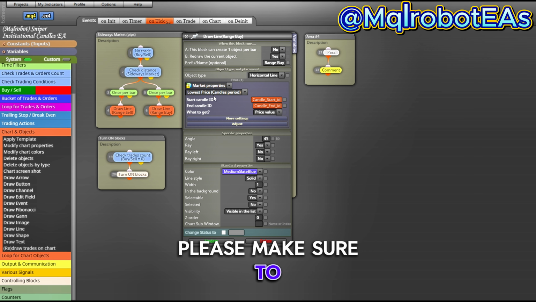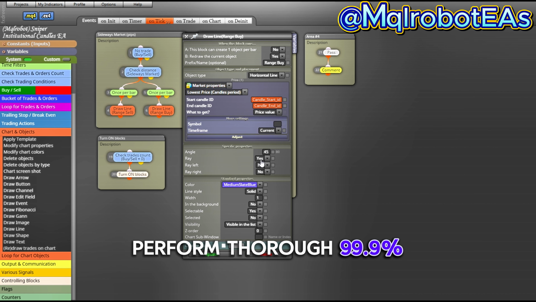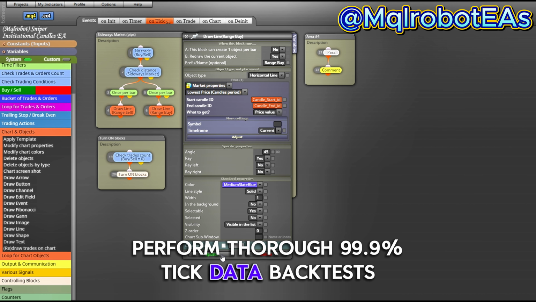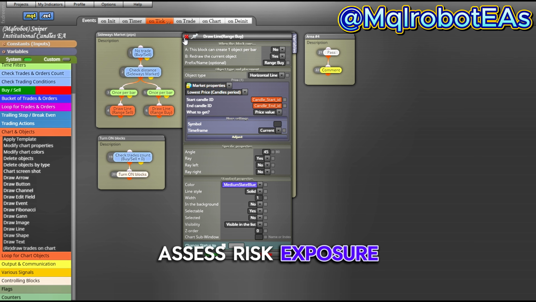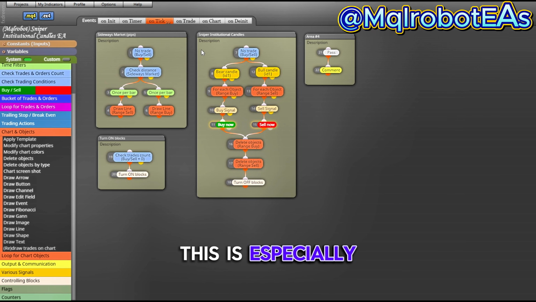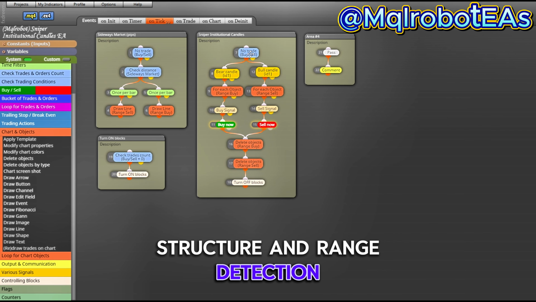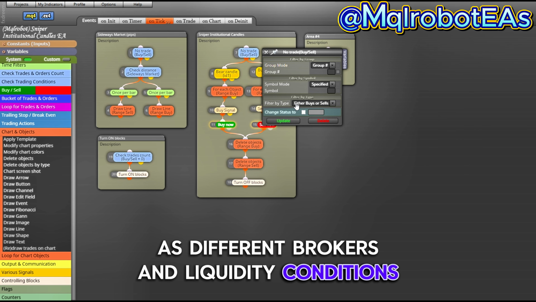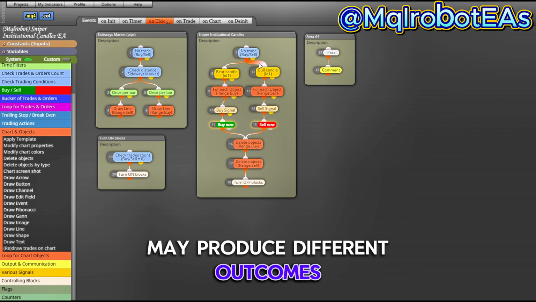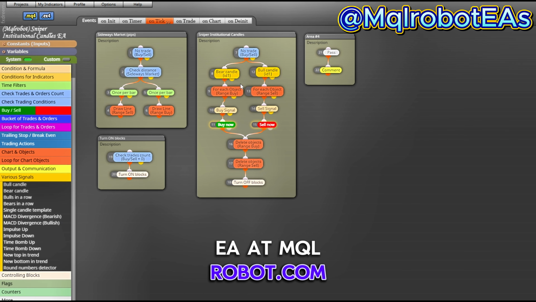Please make sure to understand the logic and trading conditions, perform thorough 99.9% tick data backtests, assess risk exposure, and test on demo before live deployment. This is especially important for strategies that involve candle structure and range detection, as different brokers and liquidity conditions may produce different outcomes. Download or learn more about this EA at MQLrobot.com.